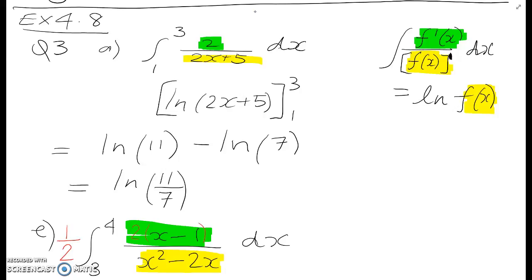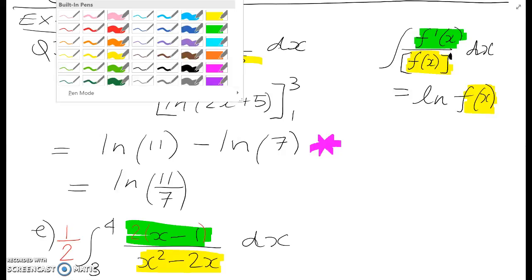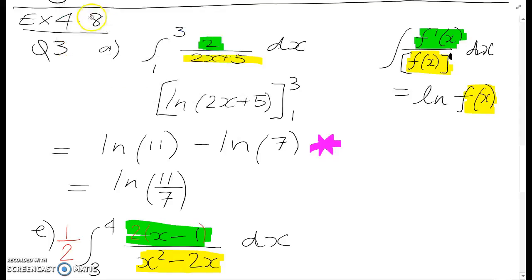If I put 3 in first, I've got 2 3s are 6 plus 5 is 11, so that's where the log of 11 comes from. And if I put 1 in, I'm going to have 2 times 1 is 2 plus the 5, that's where the 7 comes in. Now remember that log law that allows us to simplify this one? See that line there? There's that interesting log law. Let me just change colour for a minute. I'll see if I can pick something nice.